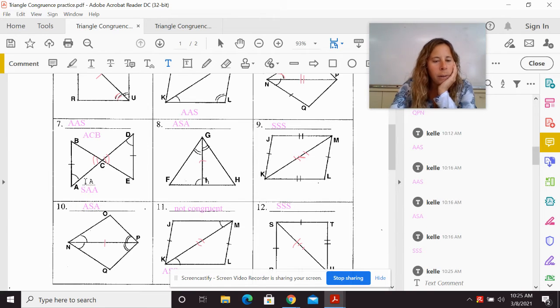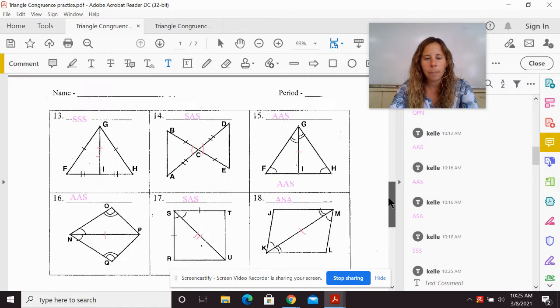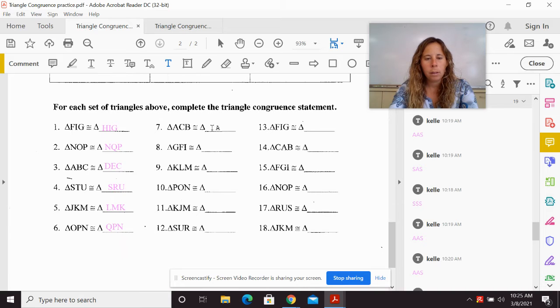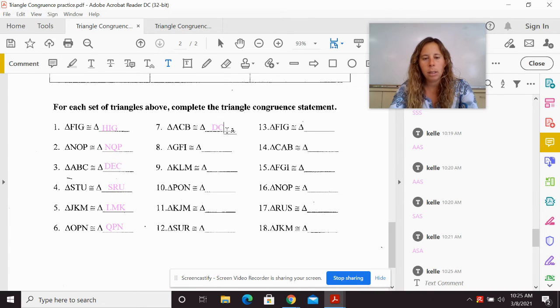Okay, so angle A is congruent to angle D. Angle C in this triangle is congruent to angle C in that triangle. All right, and then B is congruent to E. So DCE.